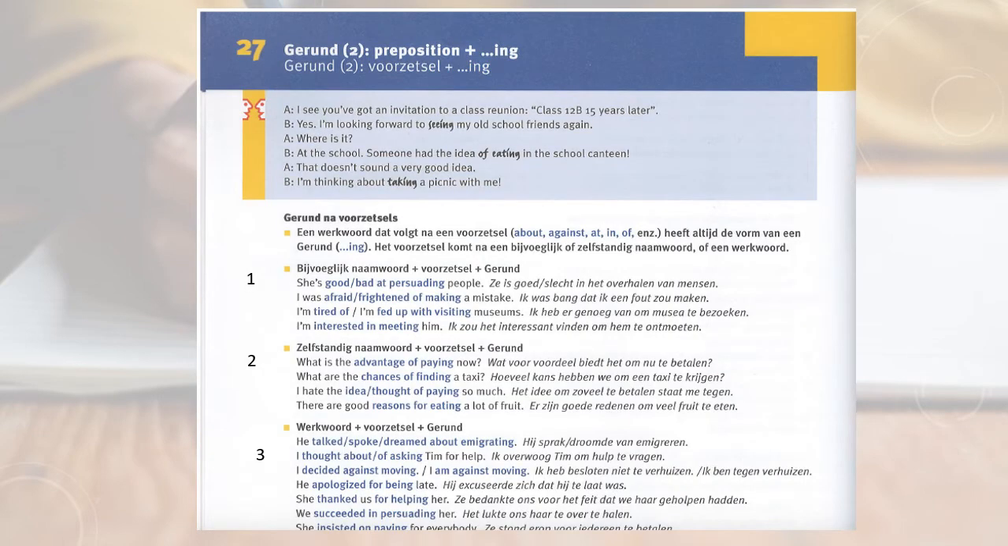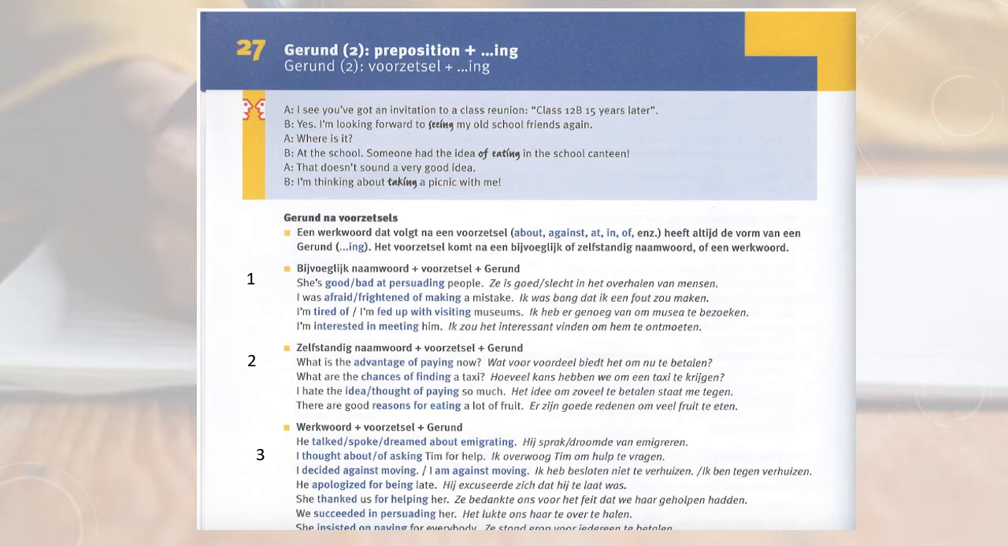This is quite easy to explain. You have to remember that after a preposition, so after een voorzetsel, the verb always has the form of a gerund. Okay, so examples of prepositions are about, against, at, in, of, and so on. After these words, a gerund always follows.